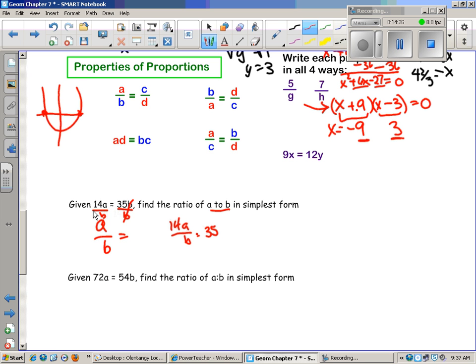Now, I almost have A over B. What's getting in the way there? The 14. How do I get rid of 14 times A? It's multiplying, so to undo it, I divide. So I divide by 14 on both sides. Because remember, in an equation, as long as you do the same thing to both sides, you can do whatever you want. So the 14s cancel, and all I'm left with on this side is A over B. And what I have on this side is 35 over 14.